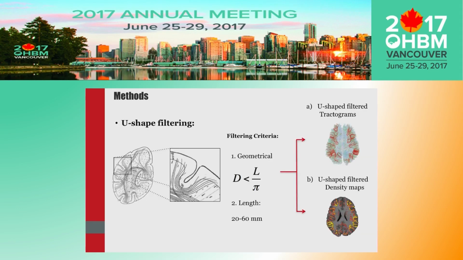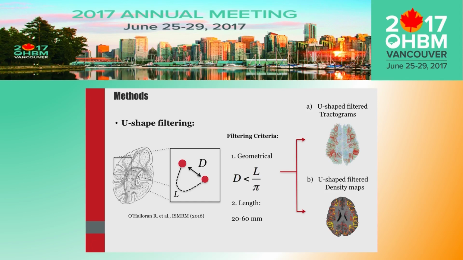Once we have the tractograms for each of our subjects, we are interested in only keeping the U-shaped fibers. To do this, we applied two filtering criteria. The first is a geometrical constraint. Say we have our U-shaped streamline and its endpoints. If the distance between the endpoints of the streamline is less than the length of the streamline divided by pi, we keep those streamlines, and the other ones are discarded.